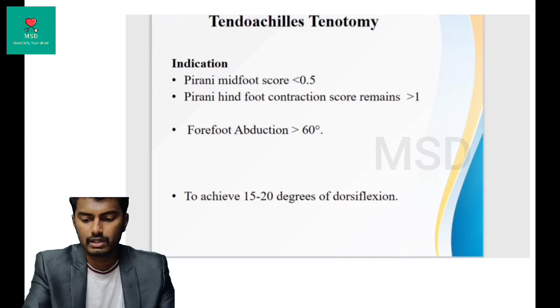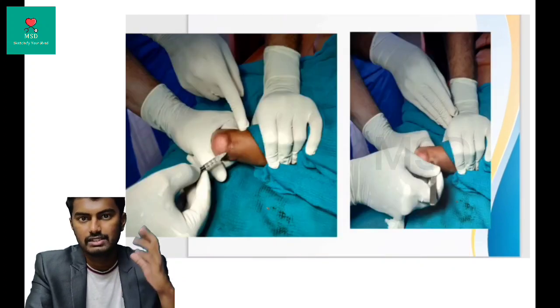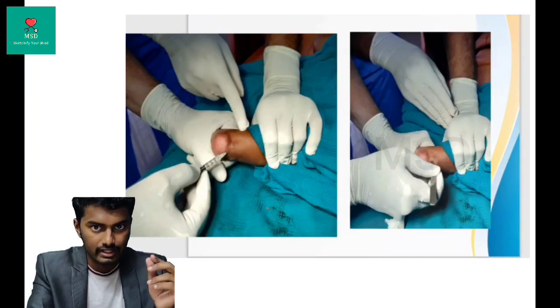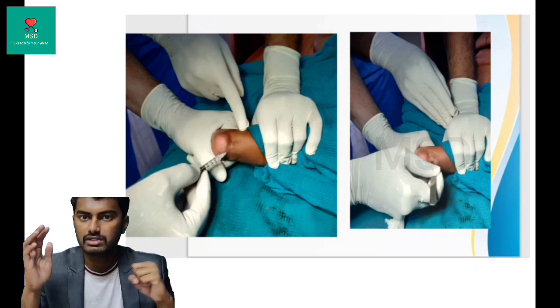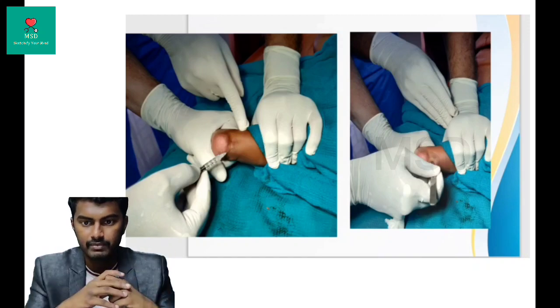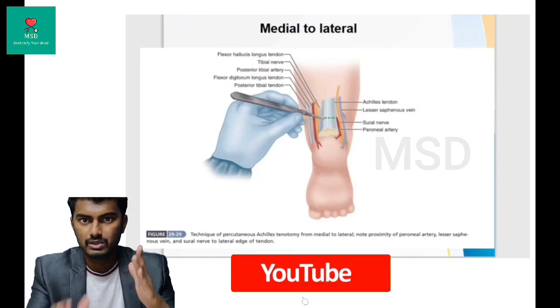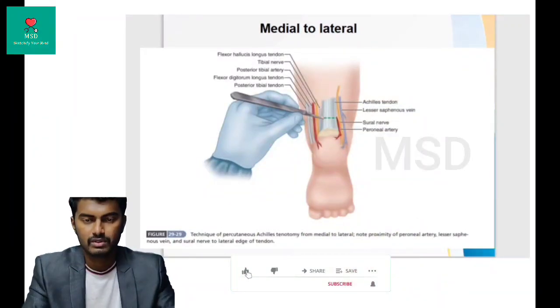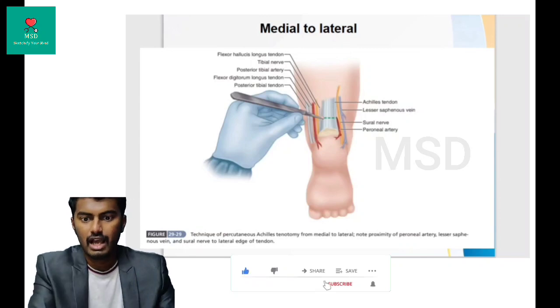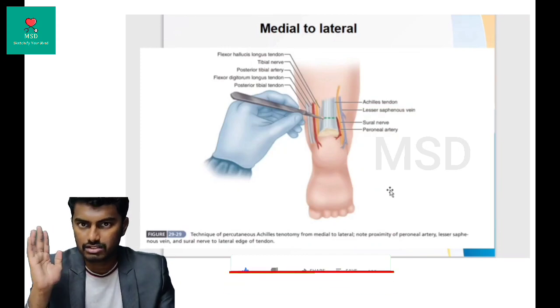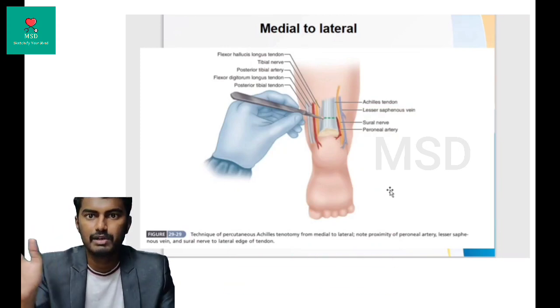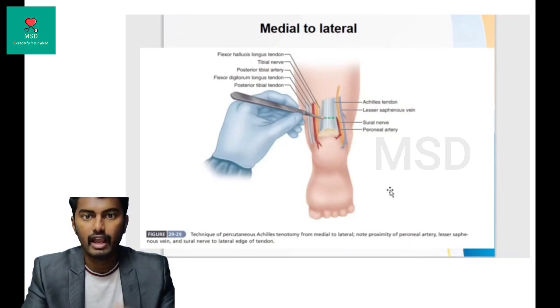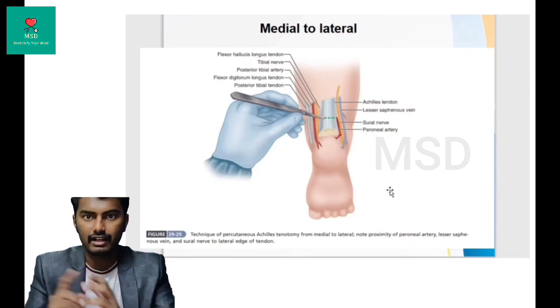A tendo Achilles tenotomy is done in two ways. One is percutaneous, where you just do it with a needle without opening, and another one is open, where you do it with a blade. So whatever method it is, you just have to cut the tendon from the medial to the lateral side. So why this is important is, as you can see in the picture, on the lateral side of the tendon there lies the peroneal artery. So when you start the incision from there, you have more chances of damaging the peroneal artery. So that's why it's important to go from the medial to the lateral side.